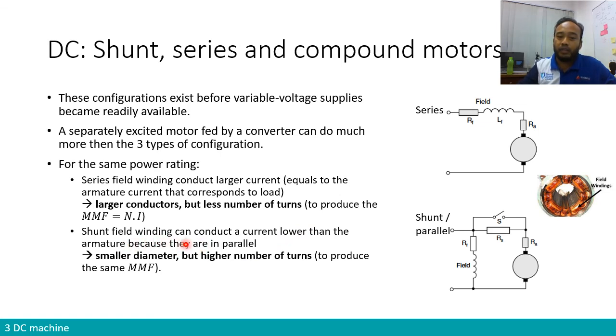In shunt winding, we can have a smaller diameter of winding, but in order to have the same power rating, the same MMF needs to be created. Therefore, we would have a higher number of turns. So in a machine intended to be connected in parallel or in shunt, you'll see that the field winding has a lot of small wires that build up the coil of the field winding.